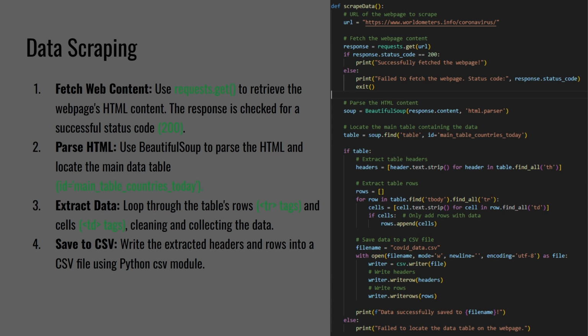I used Python's requests library to fetch the web page's HTML content, ensuring a successful status code. Then I parsed the HTML using Beautiful Soup to locate the data table tagged with the ID equals main_table_countries_today. Once I located that, I extracted the rows and the cells, cleaning them along the way, and finally the data was written to a CSV file for future processing.